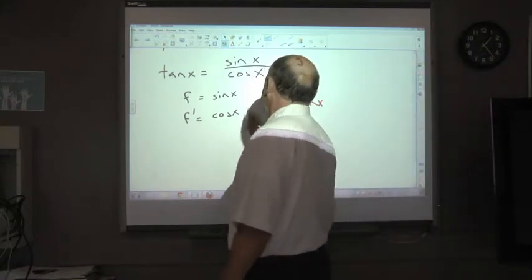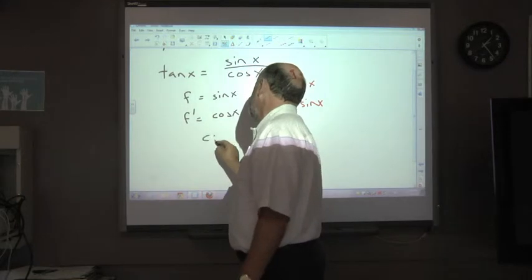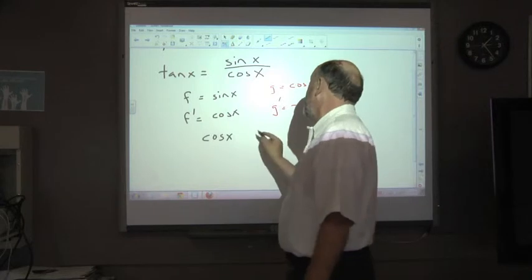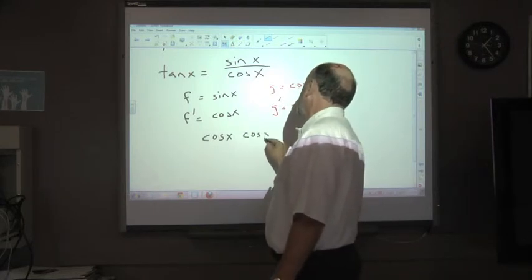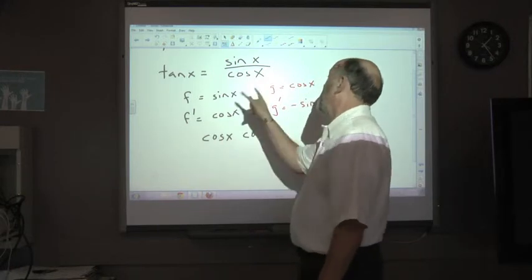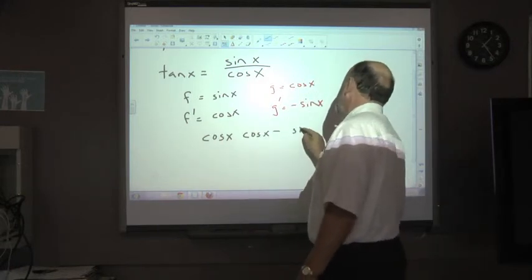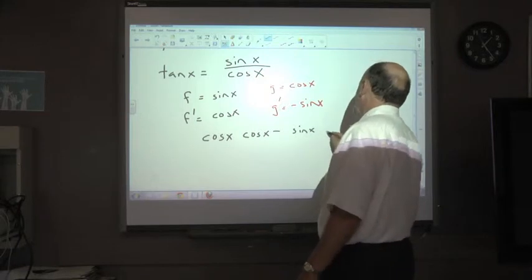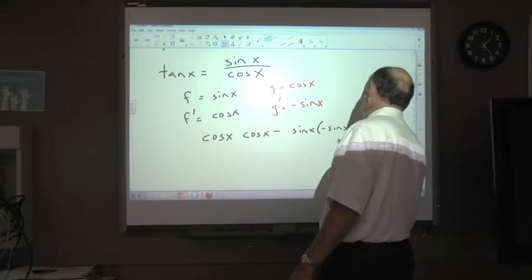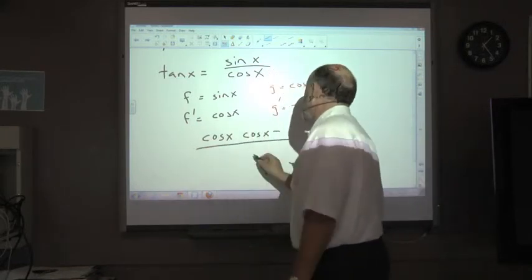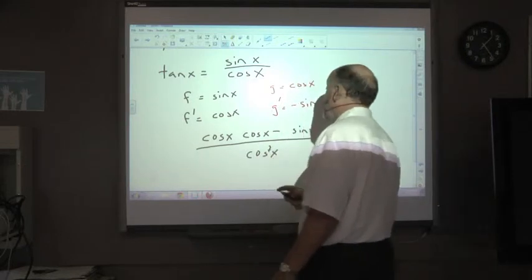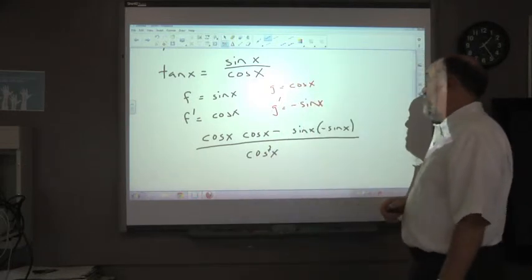my quotient rule says start with the bottom one first, times the derivative of the top, which is also cosine, minus sine x times a minus sine x, all over the bottom term squared. So we get this, right?